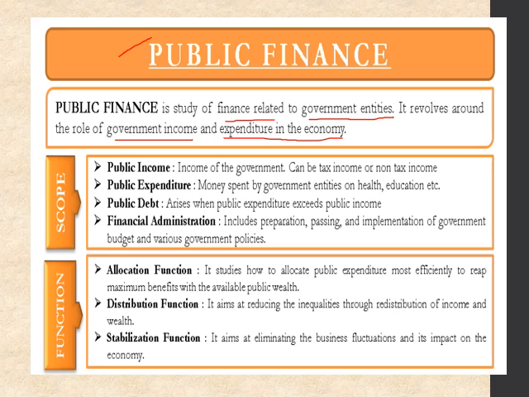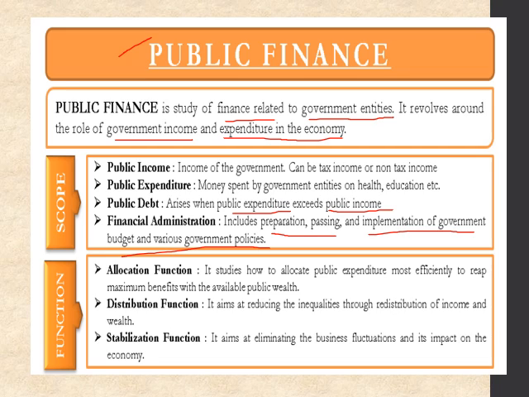Let's start. So, public income. What is public income? The income which is collected through tax and non-tax is called income of government. What is public expenditure? Money spent by government entities on health and education, and there are so many other areas. Then public debt arises when public expenditure exceeds public income. Then financial administration includes preparation, passing, and implementation of the government budget and various government policies. Everything will be included.